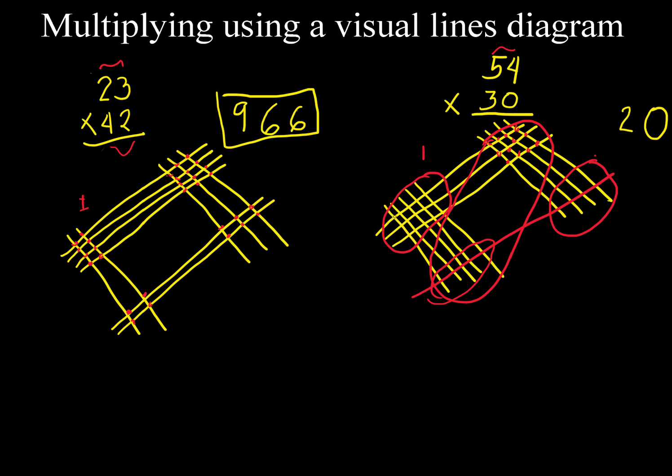So we can now have 1, 2, 3, 4, 5, 6, 7, 8, 9, 10, 11, 12, 13, 14, 15, and we still got a 1, so we're just going to add another 1 on our 15. So that's just going to give us a final answer of 1,620.